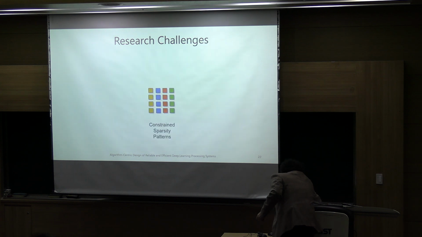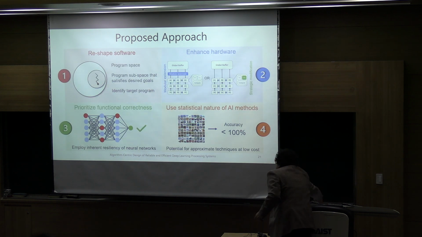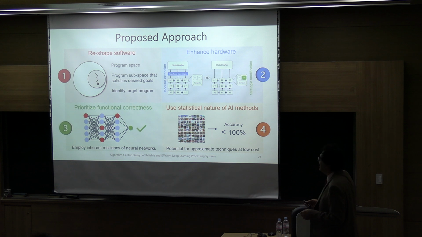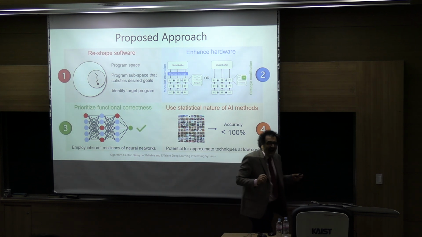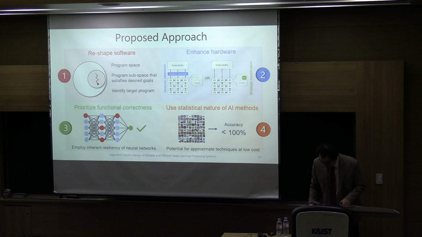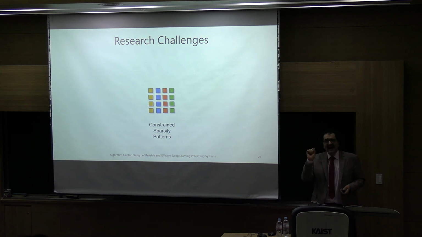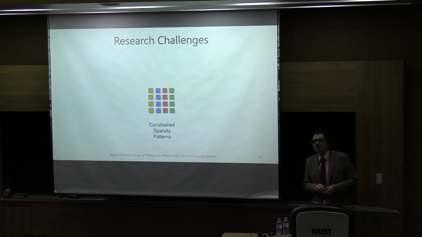And the 4th thing is to utilize the statistical nature of AI methods where the accuracy is never going to be 100%. So it provides a lot of potential for approximate techniques at low cost. So those are 4 different high-level approaches to our technical work. And with this, I'm going to take you through one more high-level bit, and then I'm going to show you some of the technical approaches very quickly, I hope, in the remaining amount of time.